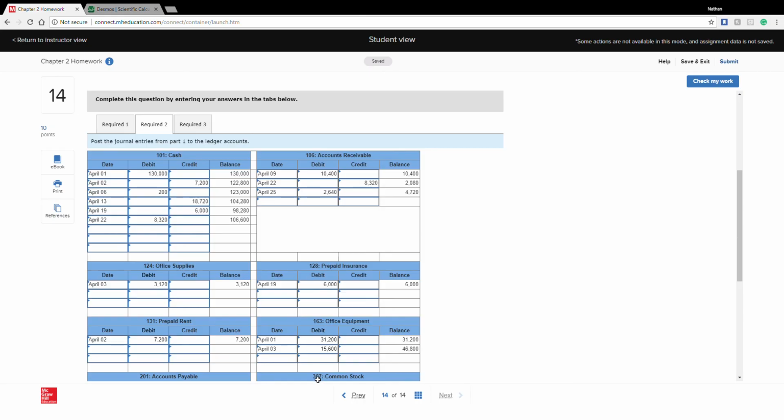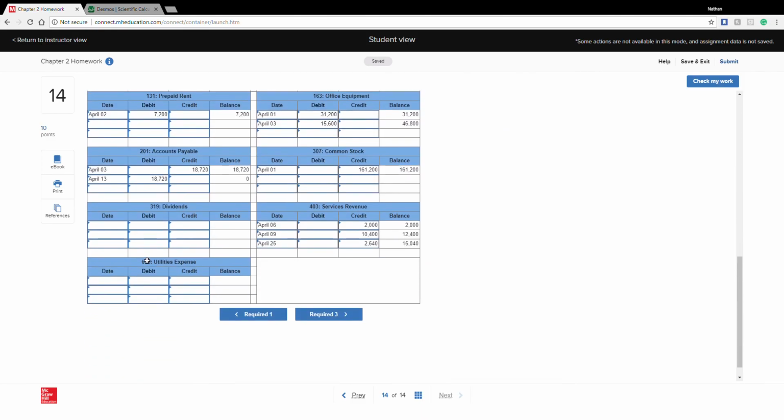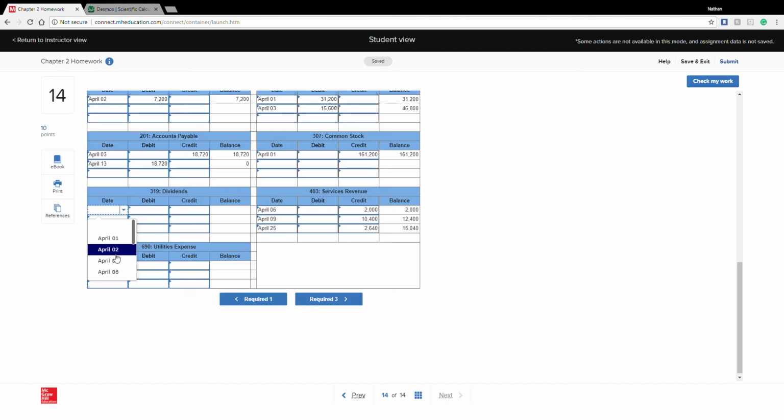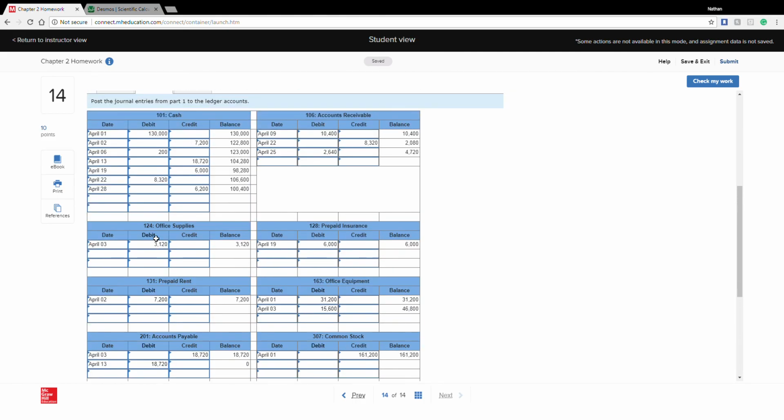So last three entries, cash on the 28th, 620. Then dividends on the 28th of 6,200. Office supplies on accounts payable.